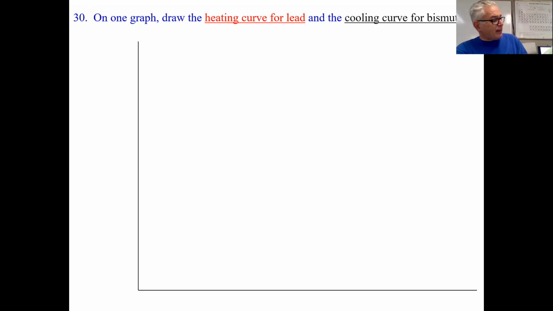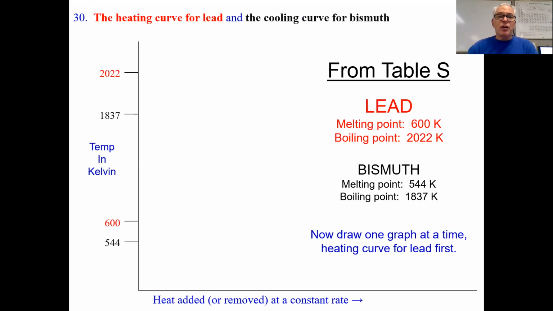Let's see if I can find it. 544 Kelvin is the melting point, and 1837 is the boiling point. So the first thing we do is we put these temperatures. See how I did this for you? The red temperatures are the lead temperatures, and the black temperatures are the bismuth temperatures.